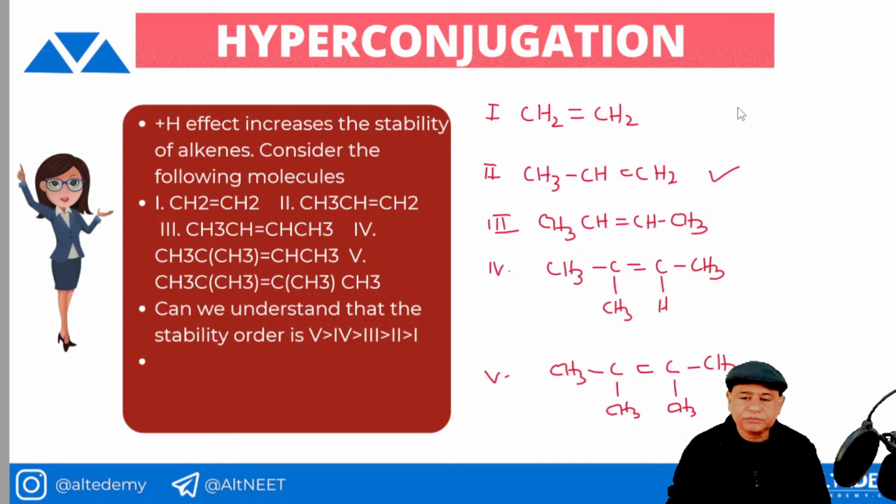Here you can see there is no alpha hydrogen. No alpha hydrogen means no hyperconjugation. Here you can see there are 3 alpha hydrogen. Here there are 6 alpha hydrogen. Here there are 9 alpha hydrogen. And here there are 12 alpha hydrogen. More alpha hydrogen, more is the hyperconjugation. More is the hyperconjugation, more is the stability of the compound. Therefore, the stability order that we have written is 5th is greater than 4, is greater than 3, is greater than 2, is greater than 1. And it is understandable on the basis of number of alpha hydrogen.